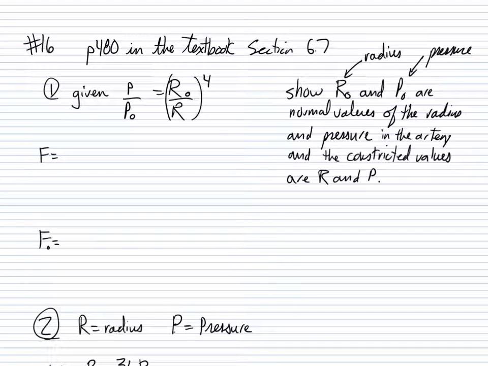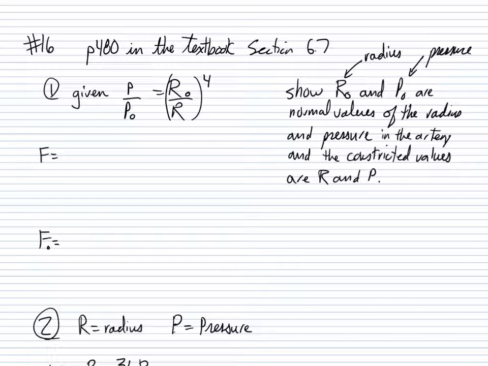Alright, so the last part of this video is demonstrating number 16 on page 480 in our textbook, section 6.7. The problem reads as: High blood pressure results from constriction of arteries. To maintain a normal flow rate or flux, the heart has to pump harder, thus increasing the blood pressure.